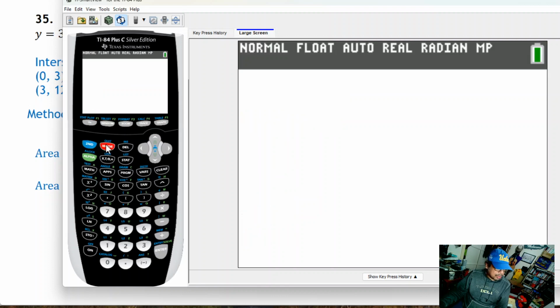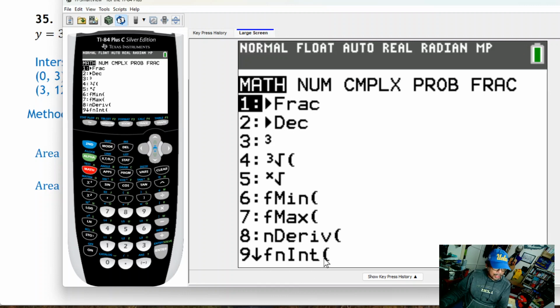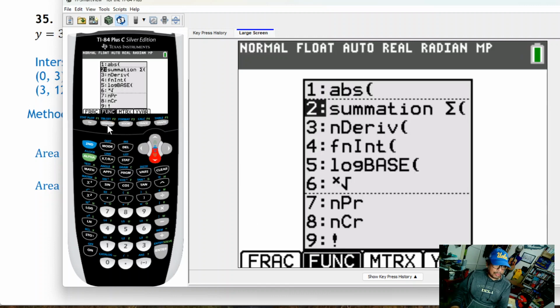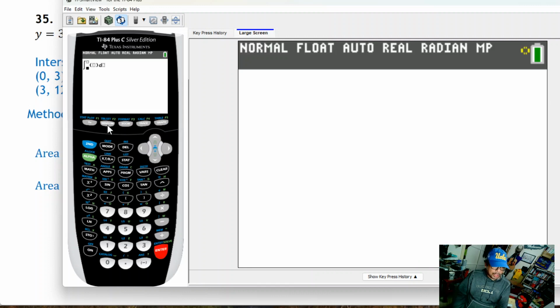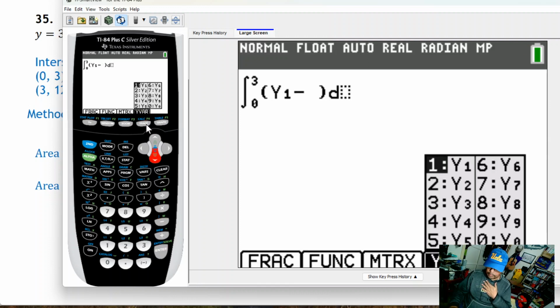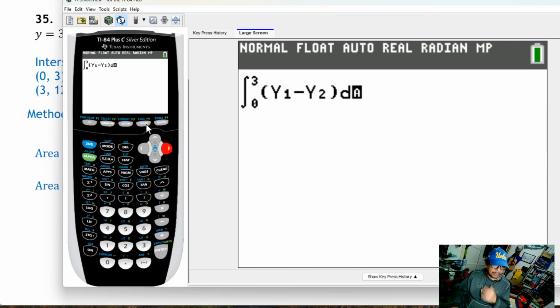So let's get to the home screen. We're going to do math. We're going to do function integration, which is number 9. Alternatively, you can go alpha window and do fnInt, function integration. We said from 0 to 3, excuse me. We're going to do y1 minus y2 and dx, and that's going to get the job done.